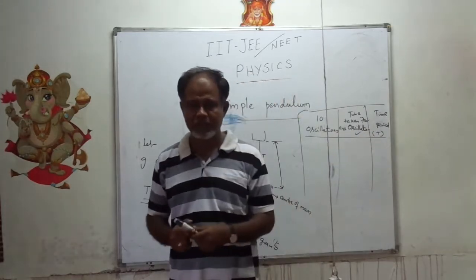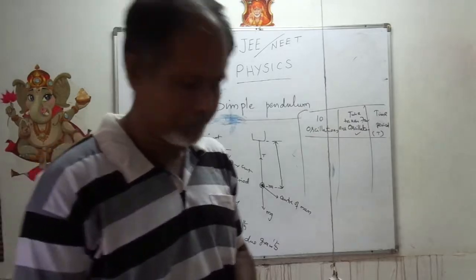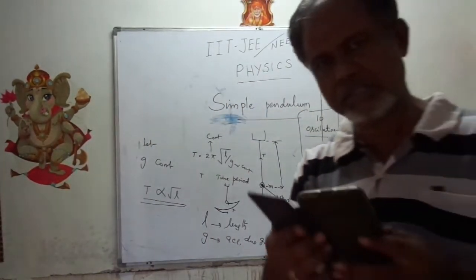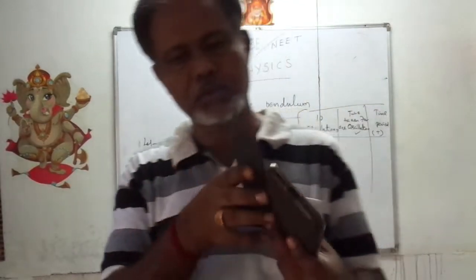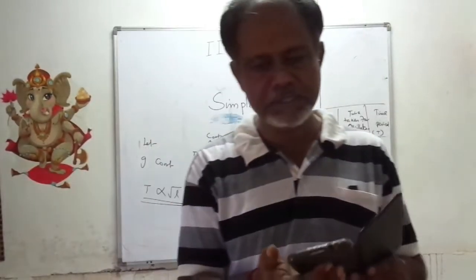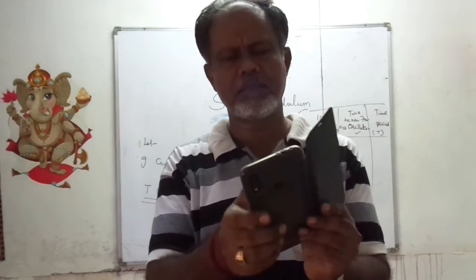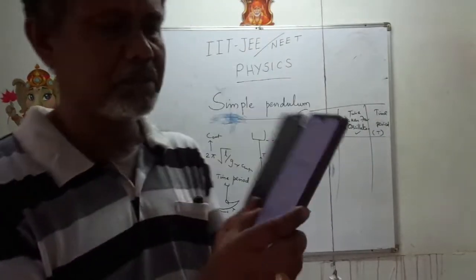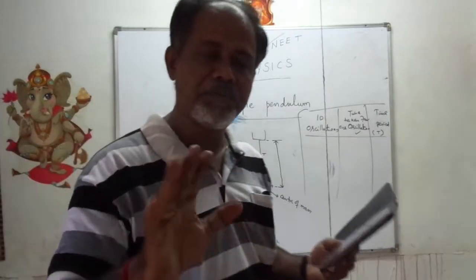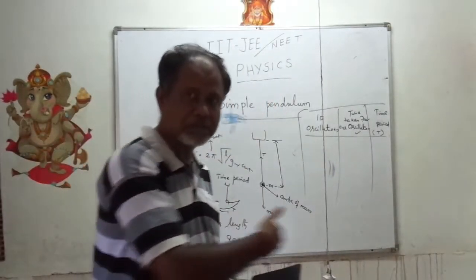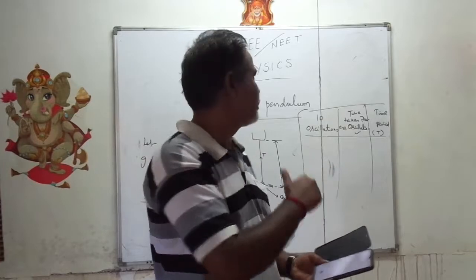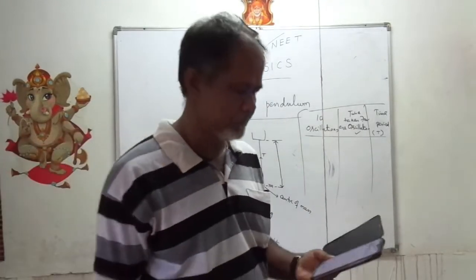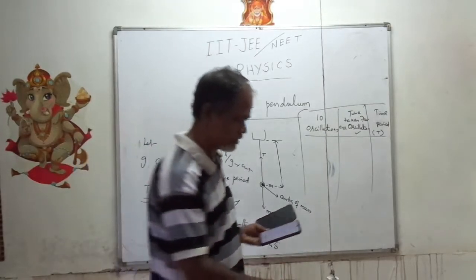Shall we measure? Okay. For that I am using this cell phone stop clock. This is the stop clock. First I am going to find the time taken for 10 oscillations. Then I am going to convert it to one oscillation, that is called the time period. Okay, first I am going to do it.